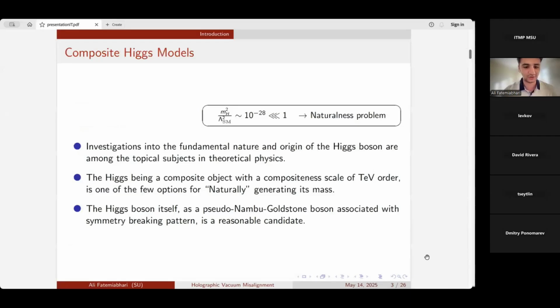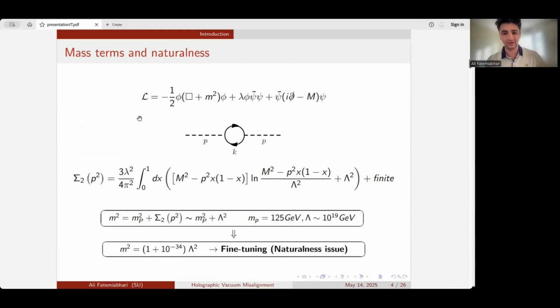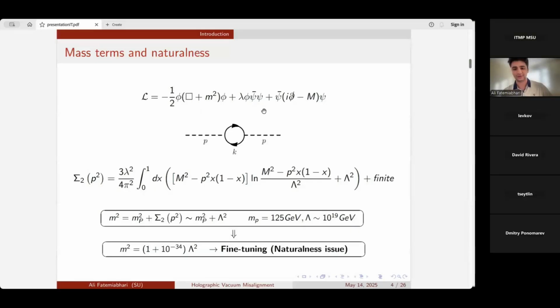Okay. So here I was giving a broad review that the composite Higgs comes from a new sector added to the standard model. And this sector respects some symmetries, and then they break spontaneously and also explicitly to produce the mass and potential for the Higgs. So to go into a more concrete example, assume a four-dimensional field theory with one scalar and one fermion, and there is a Yukawa coupling between the scalar and fermion.